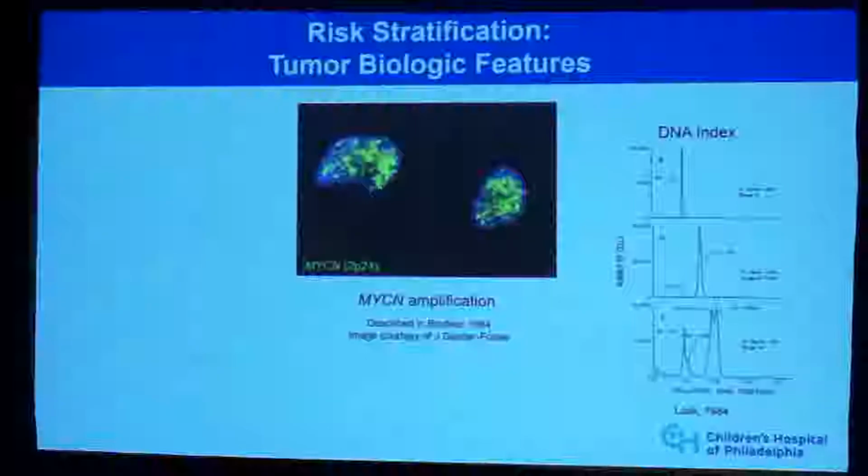Around the same time that MYC amplification was described as a prognostic factor, Tom Look and his team looked at tumor cell ploidy, otherwise known as DNA index. And this is still used in infants under 12 months of age. It's very old technology, older thinking conceptually, but still very important in a subset of patients.